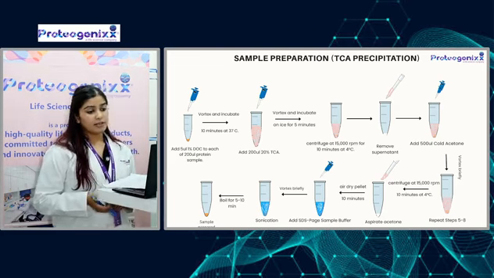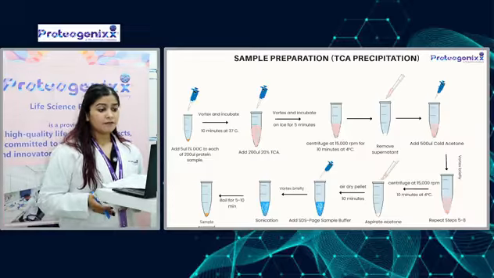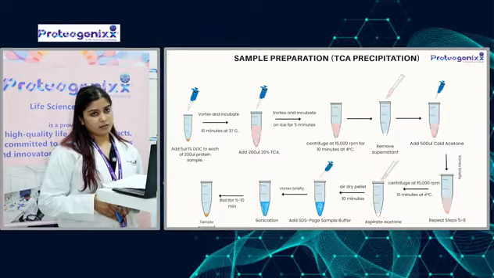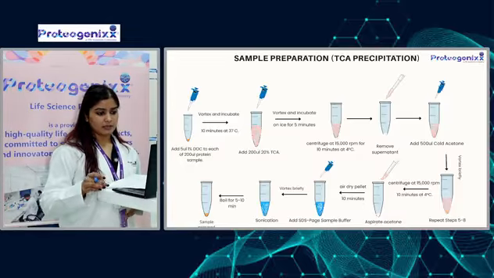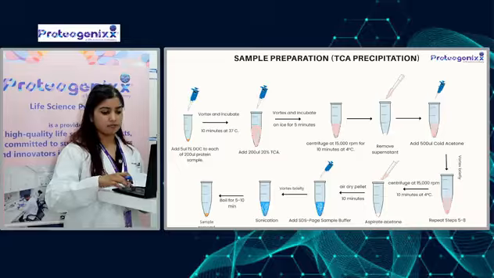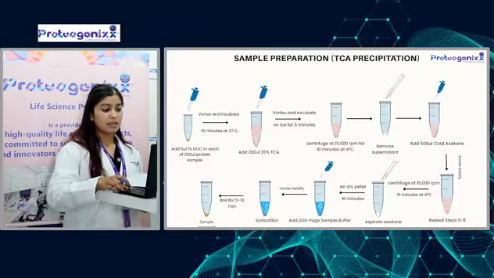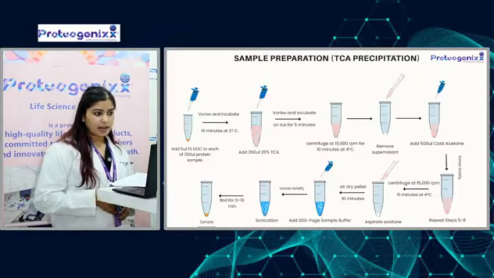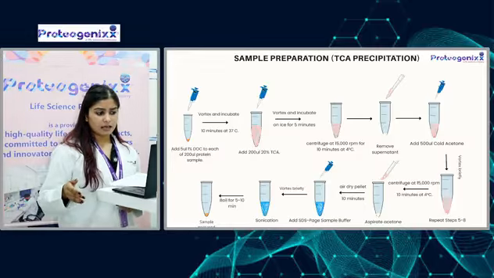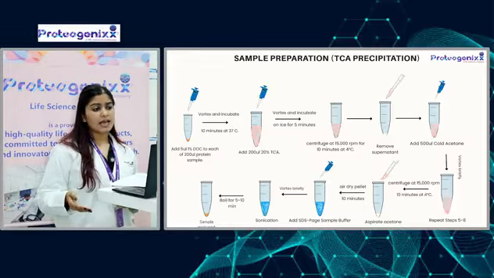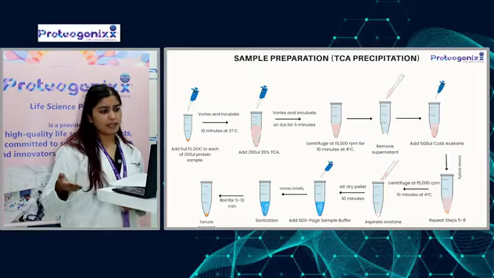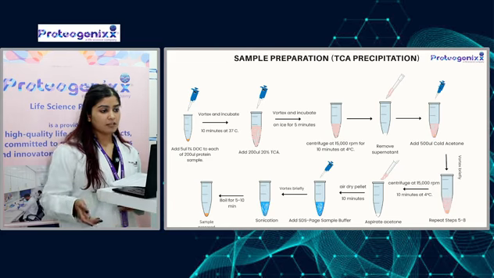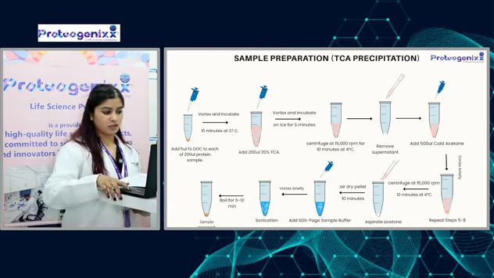Then we remove the supernatant very carefully and add 500 microliters of cold acetone. This will help you remove the residual contaminants. Then again, we repeat the centrifugation step. After that, we dry the pellet and add SDS-PAGE sample buffer. Your SDS sample buffer is made like you make it in conventional SDS-PAGE. After that, we boil the sample or do sonication.